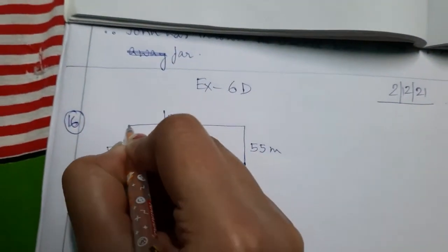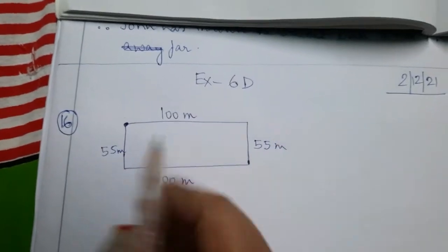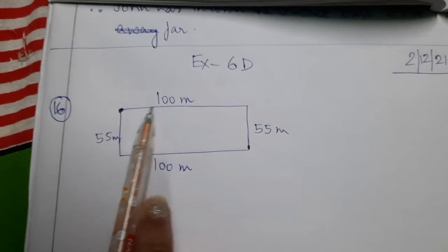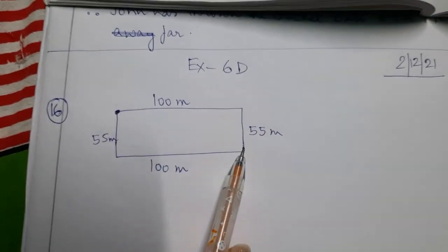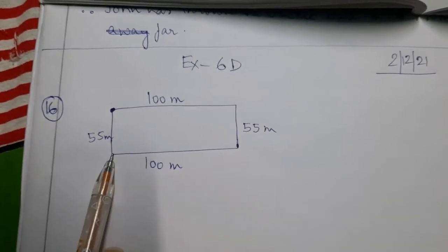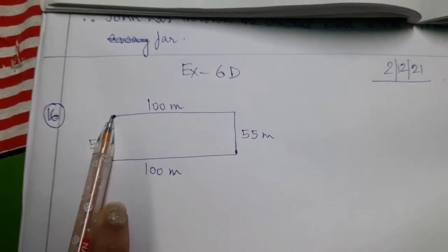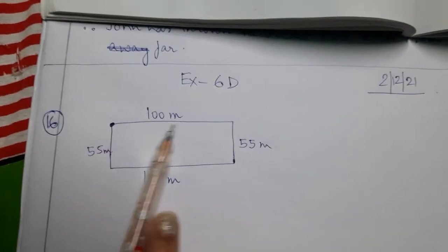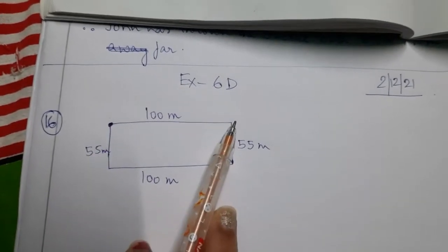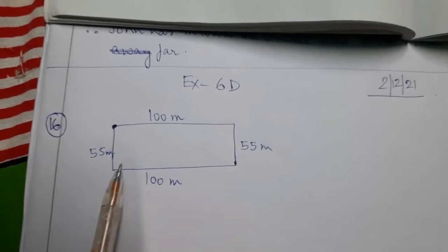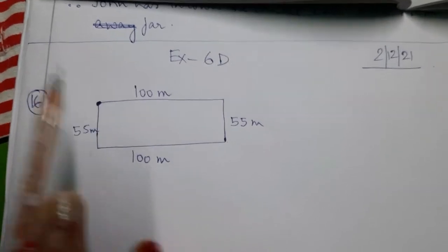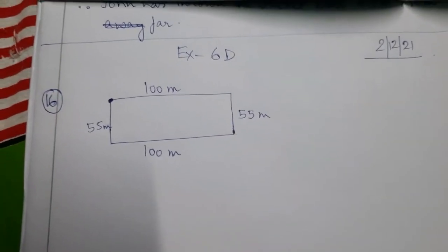Okay. So imagine that a boy is standing here at this point and he starts walking. He walks this distance, covers this distance, then again this distance, and then finally this, and comes back to the same point. So if he covers this whole distance, what is the distance he has covered?